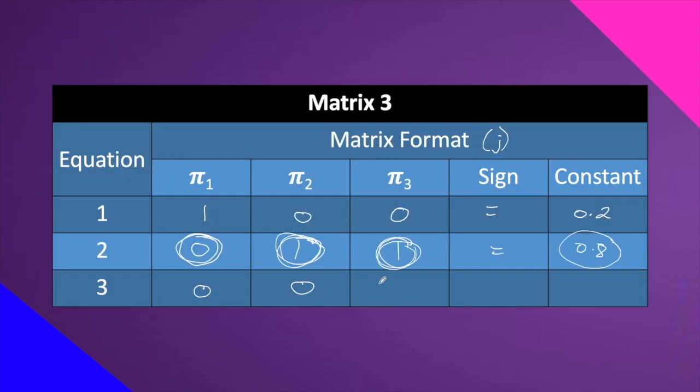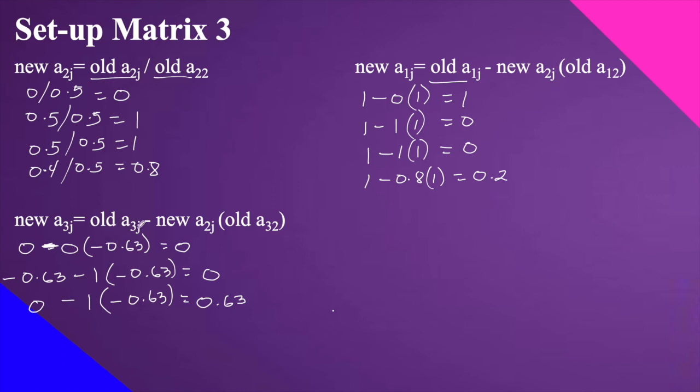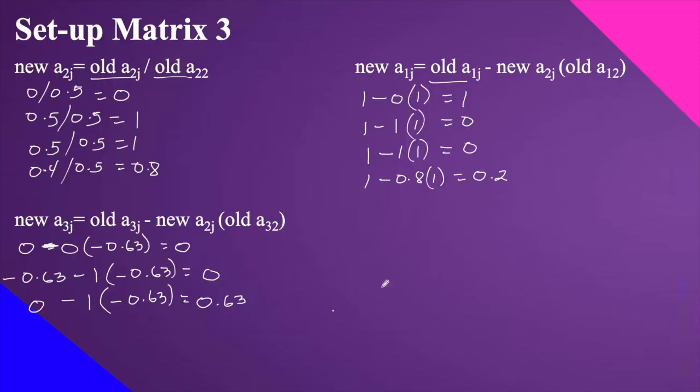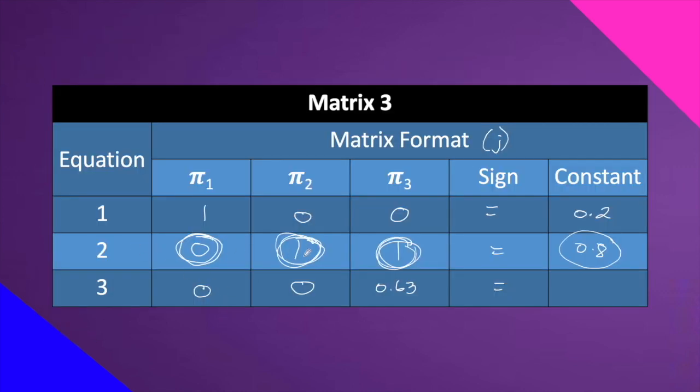So, let's write it here, 0.63. And we are about to solve for our last value, our last cell. So, check natin. Old A sub 3J, or this is old A sub 3,4. So, 3 and 4, negative 0.3. So, negative 0.3 minus new A sub 2J, or our last na value ng J.